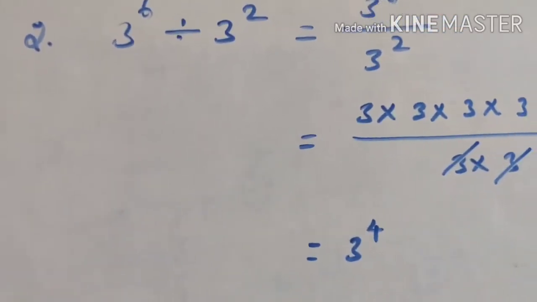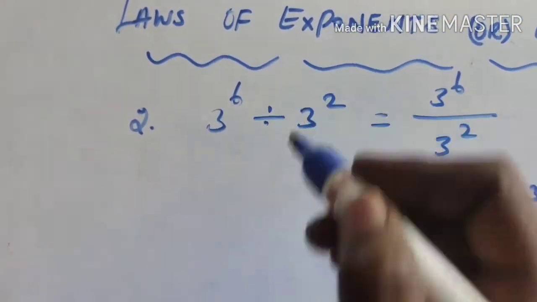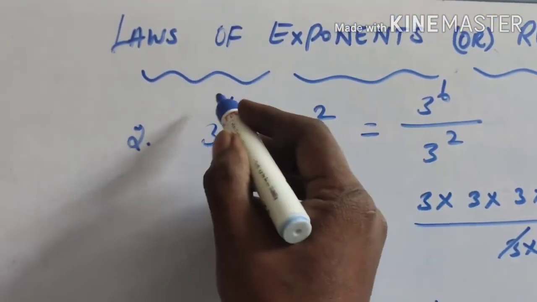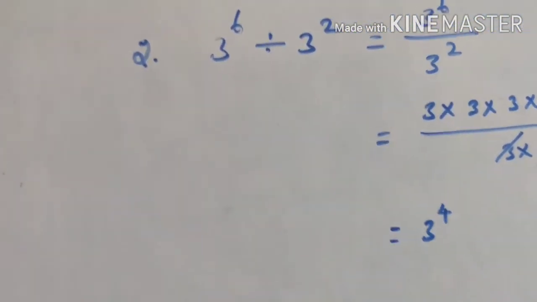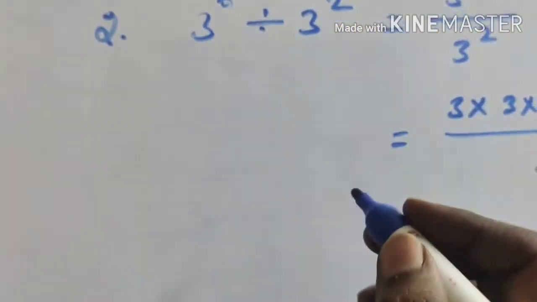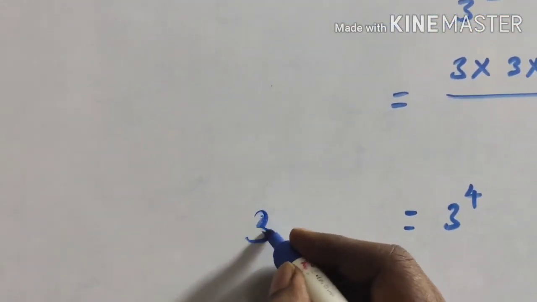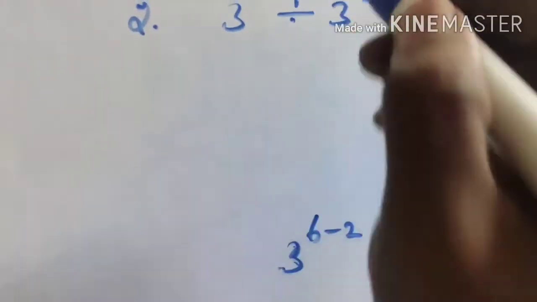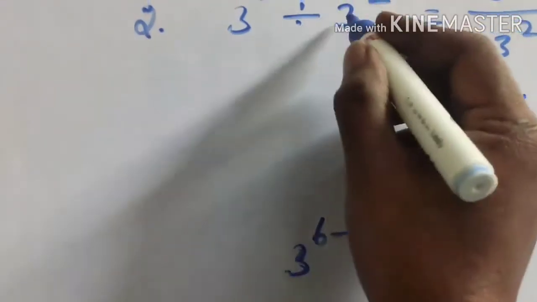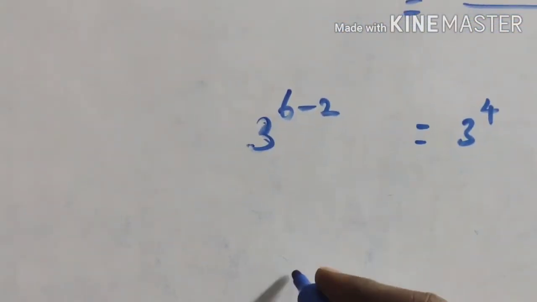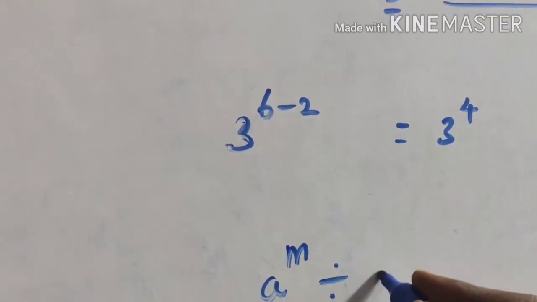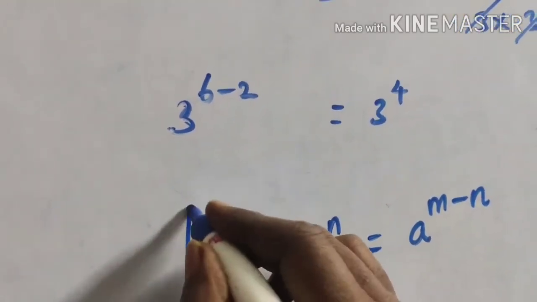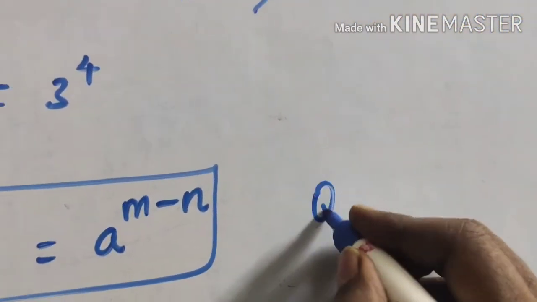So the bases are the same and we are dividing, we are getting just 3. What we are getting is the powers are subtracted. See here, 3 power 6 divided by 3 power 2. What we have to do? Just put the same base and subtract the powers, 6 minus 2, because they are in division. So same base, put 3 and subtract the powers. In general we can write a to the power of m divided by a to the power of n equal to a to the power of m minus n. This rule is called the quotient rule.